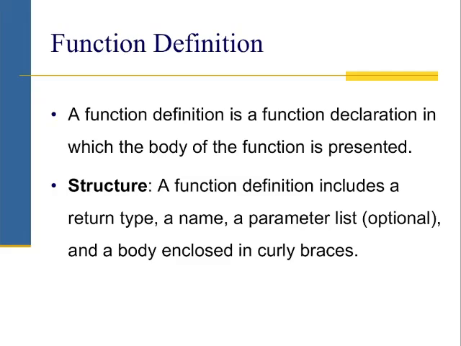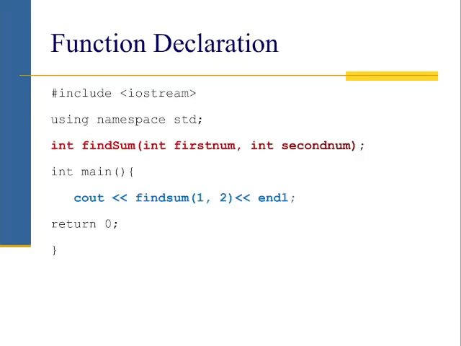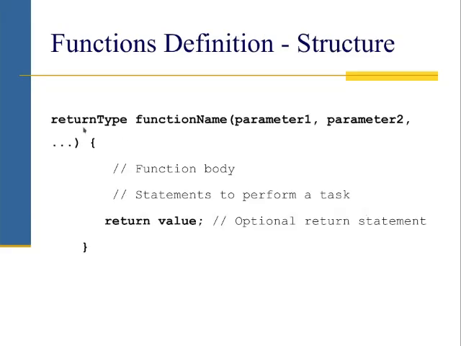And function definition is a function declaration in which the body of the function is presented. The structure: a function definition includes a return type, the name, and a parameter list, which is optional. And the body enclosed in curly braces, just like this. So our return type, our function name, and now parameters. And with this, you include whatever you want the function to do. This is the function body and the statements to perform a task. And this is the return value, and it's optional too.